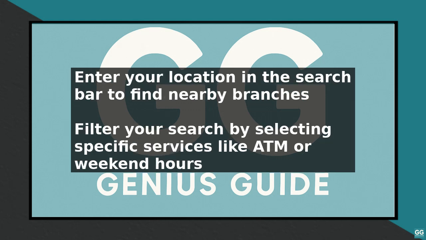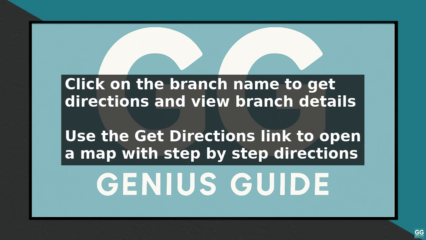The branch locator will then provide a list of nearby branches, along with their addresses, phone numbers, and hours of operation. You can also filter your search by selecting specific services such as ATM, drive-through, or weekend hours. To get directions to a branch, click on the branch name and then click the Get Directions link. This will open a map showing the location of the branch and provide step-by-step directions from your current location.